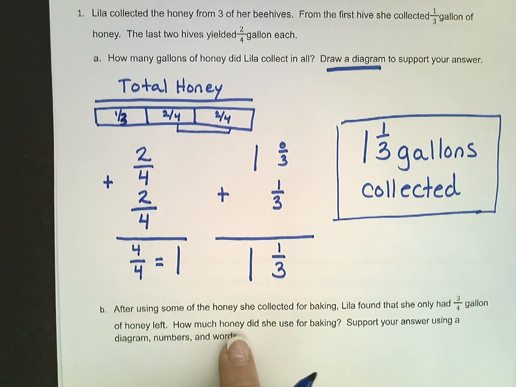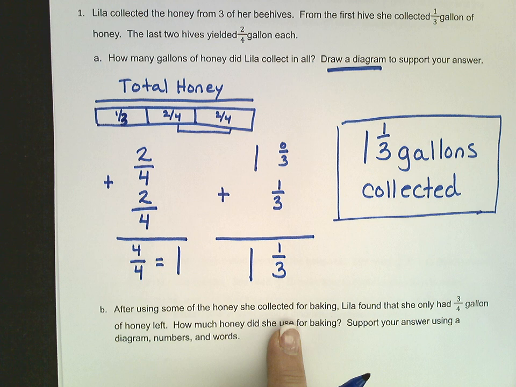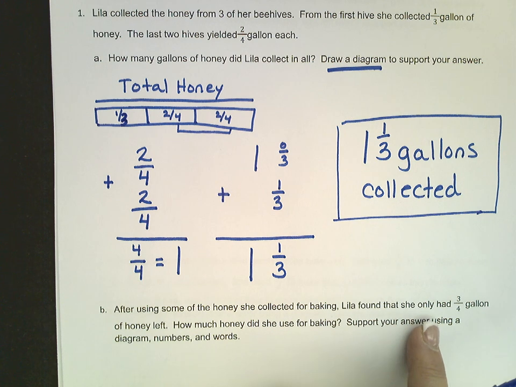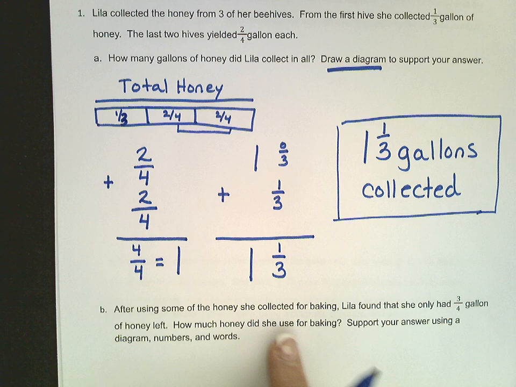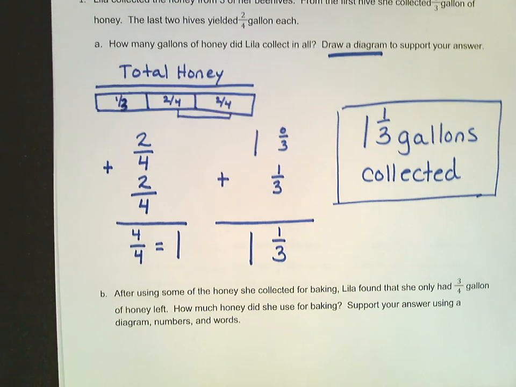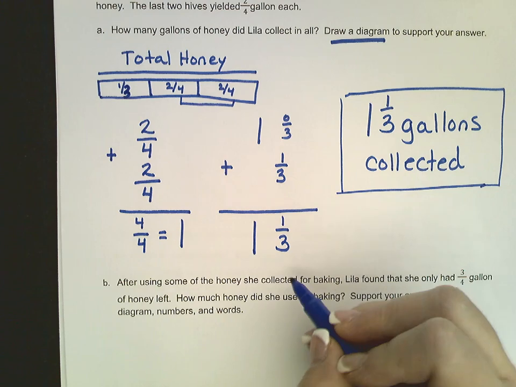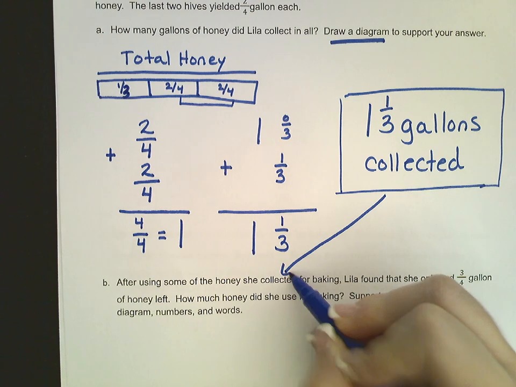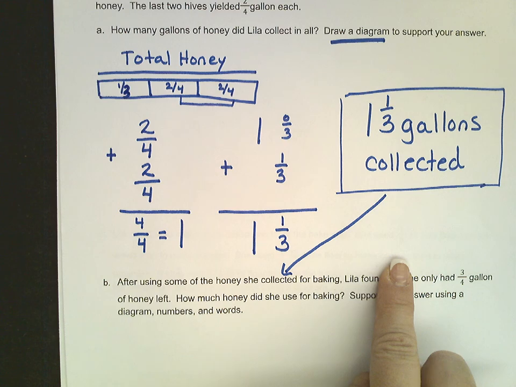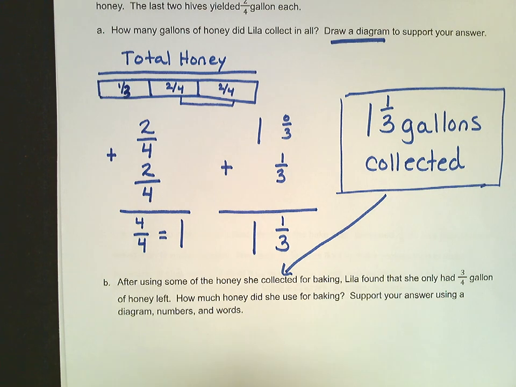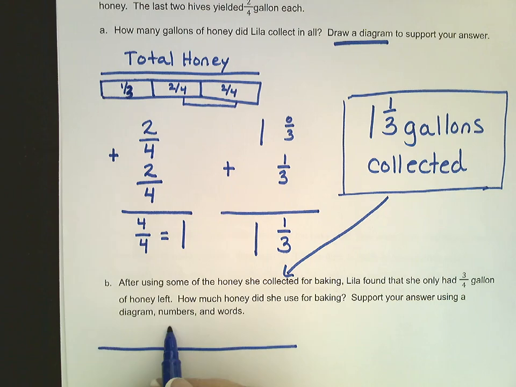It says, after using some of the honey she collected for baking, Lila found that she only had 3/4 a gallon of honey left. How much honey did she use for baking? Support your answer using diagrams, numbers, and words. So this is what she collected. So we will be using this down here. So we know how much total she had. She used some, and then she had some left. So looking at our tape diagram, this would be our total.